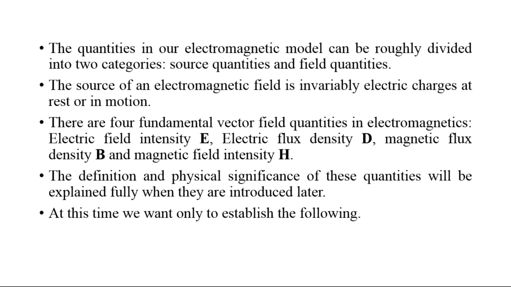Now there are 4 fundamental vector field quantities in electromagnetics. Charge is the source quantity, and we have 4 fundamental vector field quantities. And what are those field quantities? Those field quantities are the electric field intensity, electric flux density, magnetic flux density, and magnetic field intensity. So these are the 4 vector field quantities.